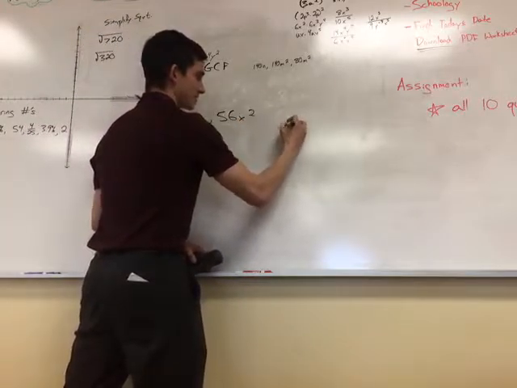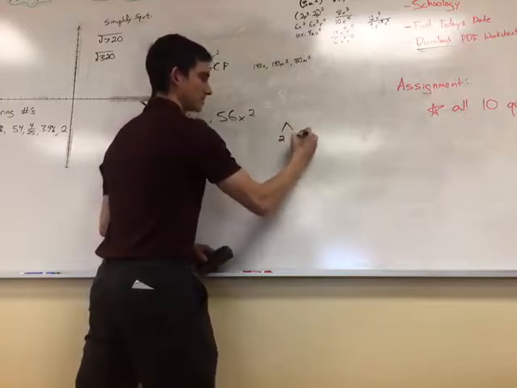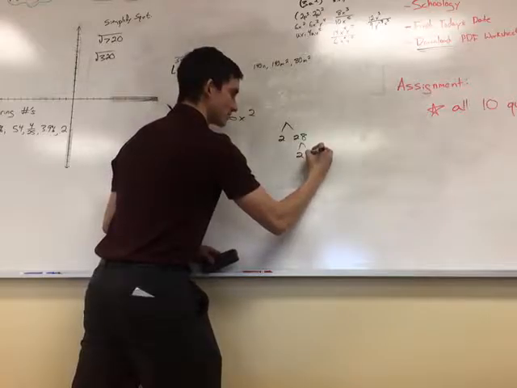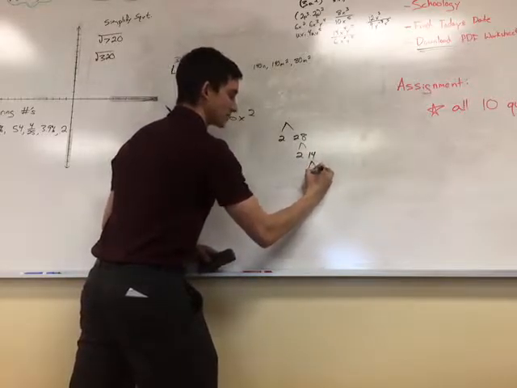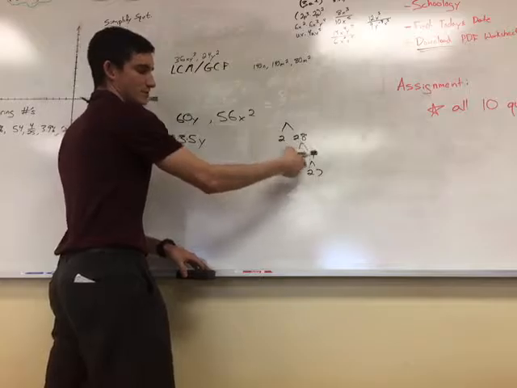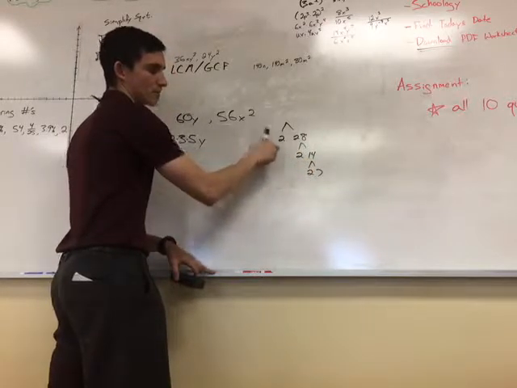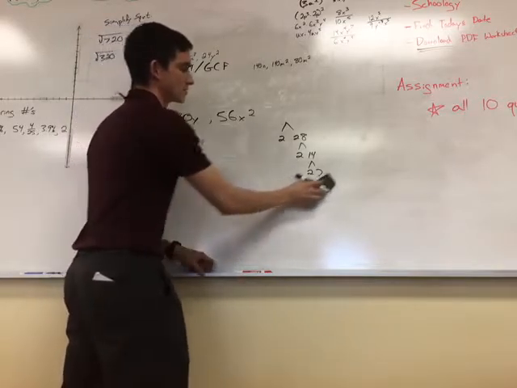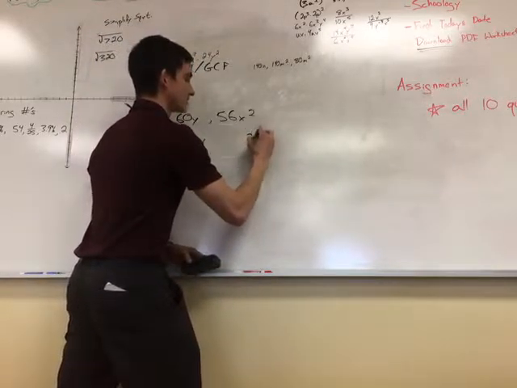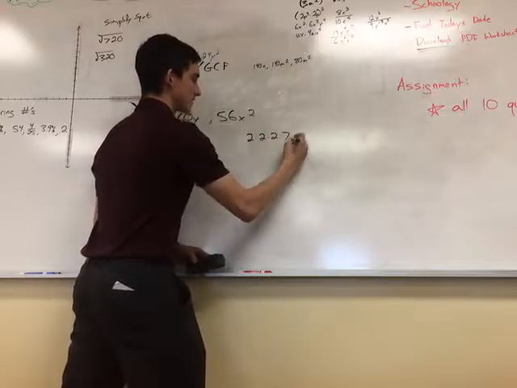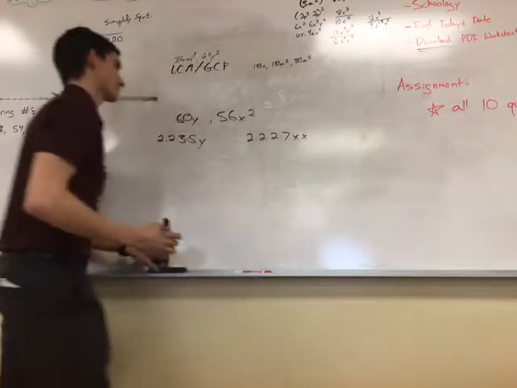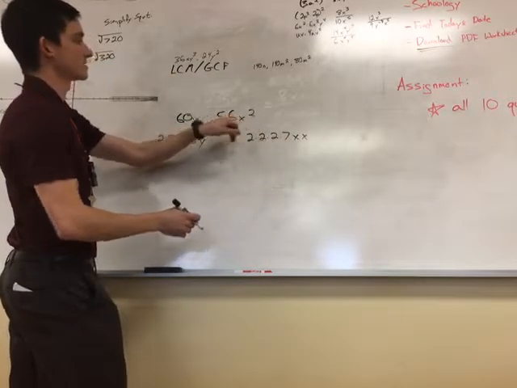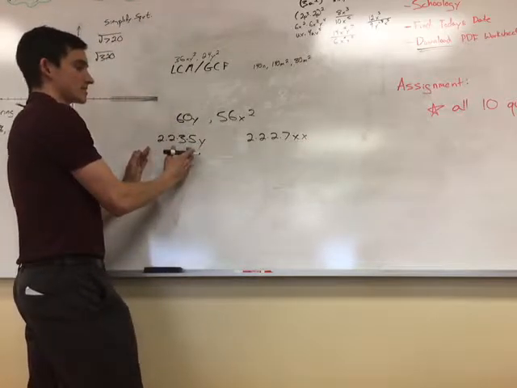56 is even, so I'm going to divide by 2, and that'll be 28. 28 is even, so I divide by 2, and that's 14. 14 is even, so I divide by 2, and that's 7. So look, 2 times 2 times 2 times 7. Notice they're all prime numbers, and that's how I know I'm done doing the prime factorization. So 2 times 2 times 2 times 7, times x times x. x times x is x squared. So here's 56x squared. Here is 60y.